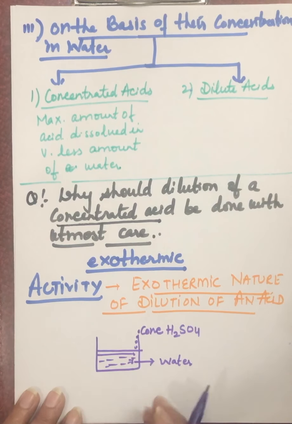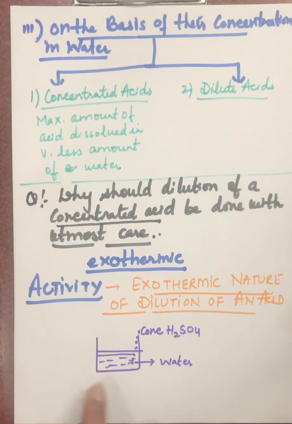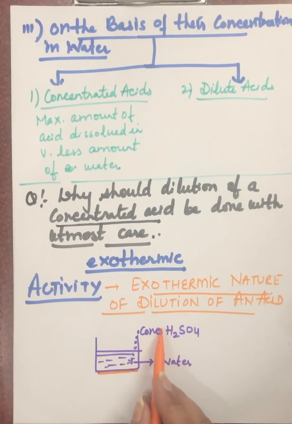And now you have to touch the base of this beaker. Just touch this base part of the beaker. You observe the change in temperature and you find this beaker is very, very hot. So what we infer from this, that when we add concentrated sulfuric acid to water to dilute it, lot of heat comes out during this process. That is why the bottom of this beaker is very, very hot.